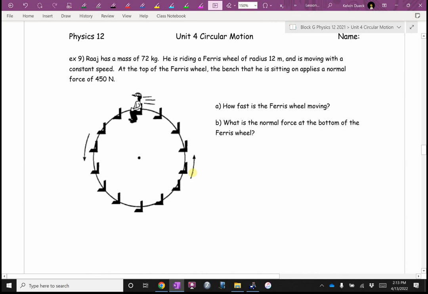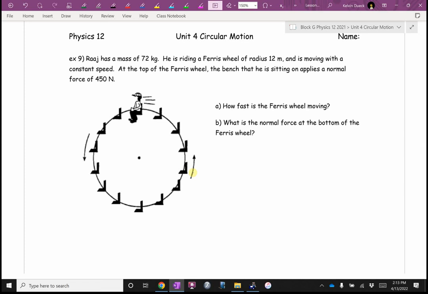Example 9. Raj has a mass of 72 kilograms. He's riding a Ferris wheel. Oh, I like example 9. He's riding a Ferris wheel of radius 12 meters, moving with a constant speed. Ferris wheels move at a constant speed because they're rigid.